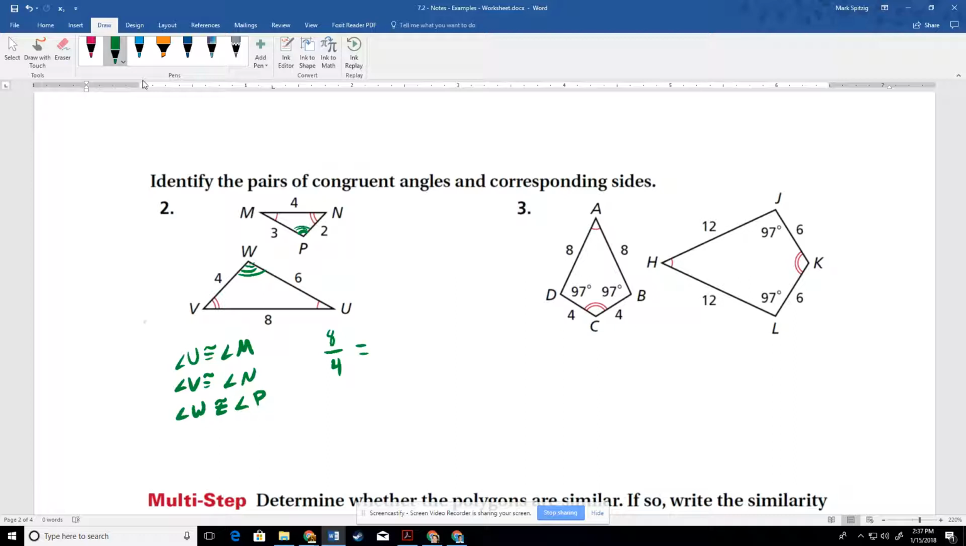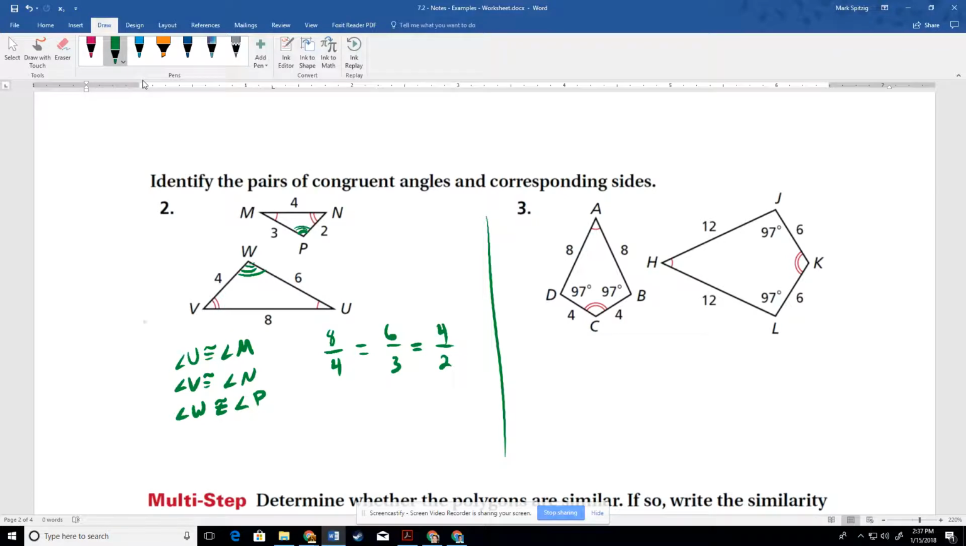Okay. And then we go down to the one between 1 and 3, which is going to be 6 on the big triangle, and the one between 1 and 3 is going to be 3. And the one between 2 and 3 is going to be 4, and the one between 2 and 3 is going to be 2. And if you notice, they all have a scale factor of 2 over 1 or 1 over 2, depending on which way you did it.